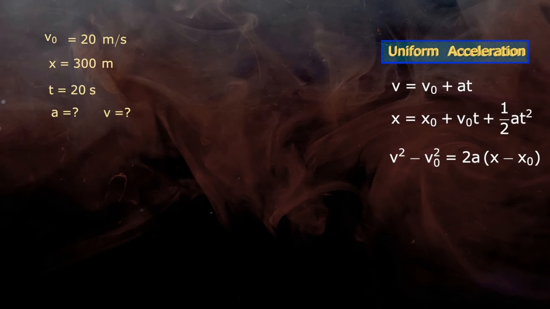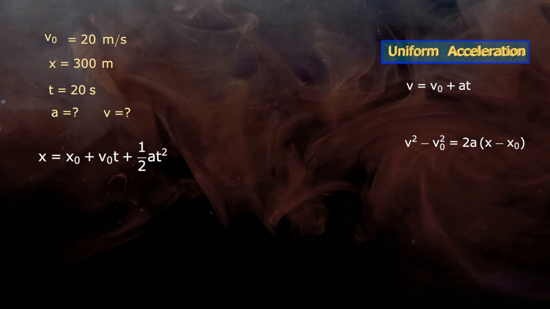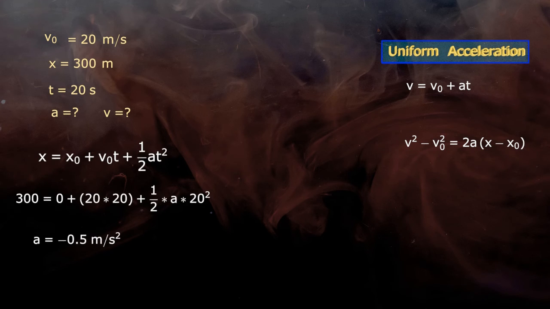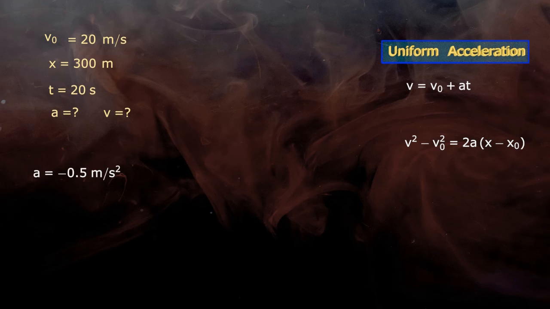Now we have three equations available. In the first and third equations, v and a, two unknown variables, are there. But in the second equation, the only missing data is acceleration. So begin with the second equation. Simply put in all the values and we get a equal to minus 0.5 meters per second squared. The negative sign indicates deceleration, so the driver has to reduce the velocity by 0.5 meters per second every second, constantly.